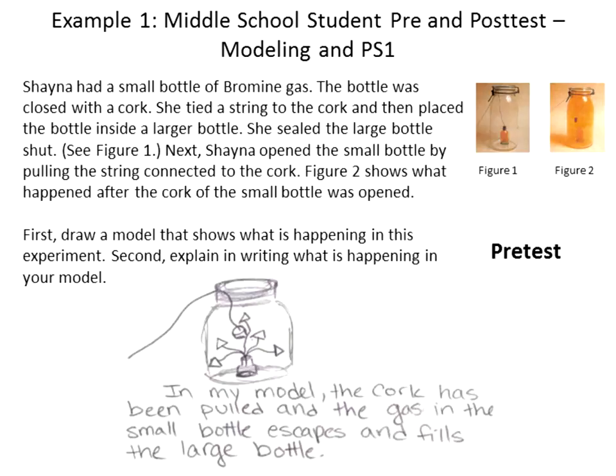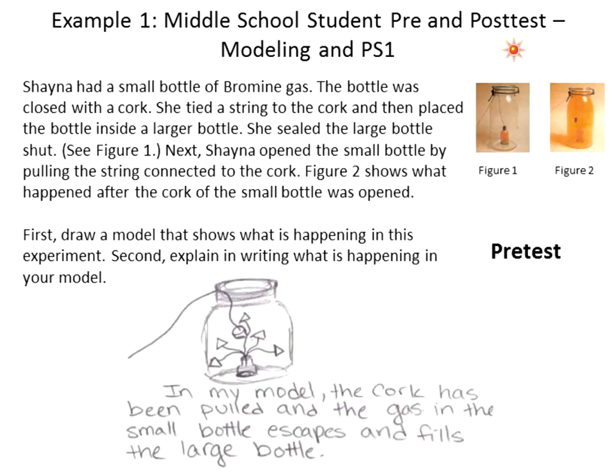She tied a string to the cork and then placed the bottle inside a larger bottle, as you can see over to the right. And she sealed the larger bottle shut. Well, you can see it shut over here. Next, Shannon opened the smaller bottle by pulling the string connected to the cork. And figure 2 shows what happens after the cork of the small bottle was opened. So you'll see what's happening over here.